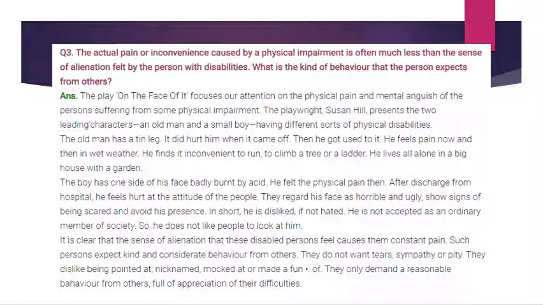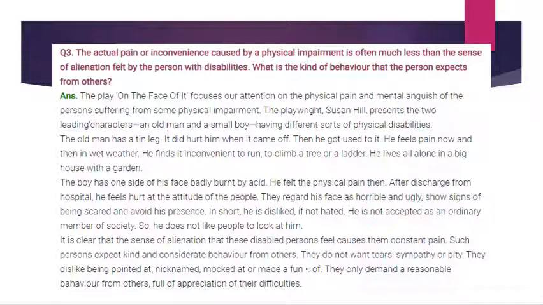The play on the face of it focuses our attention on the physical pain and mental anguish of the persons suffering from some physical impairment. The playwright Susan Hill presents the two leading characters, an old man and a small boy, having different sorts of physical disabilities. The old man has a tin leg, that's an artificial leg. It did hurt him when it came off. Then he got used to it. He feels pain now. Then in wet weather, he finds it inconvenient to run, to climb a tree or a ladder. He lives all alone in a big house with a garden.